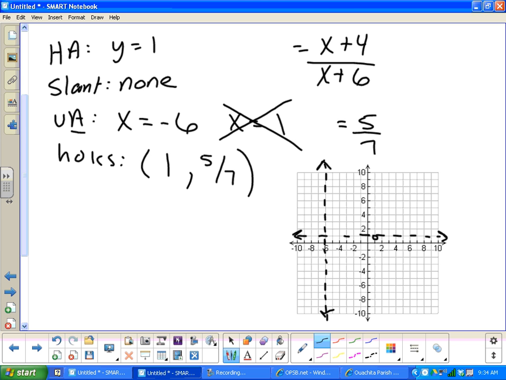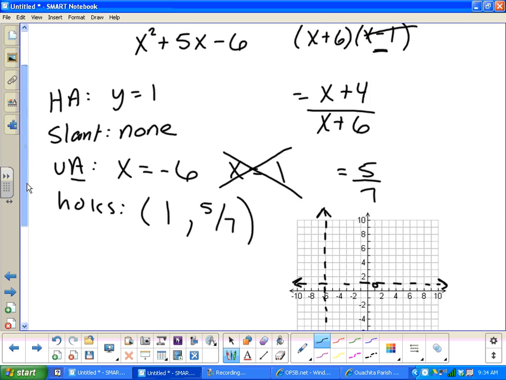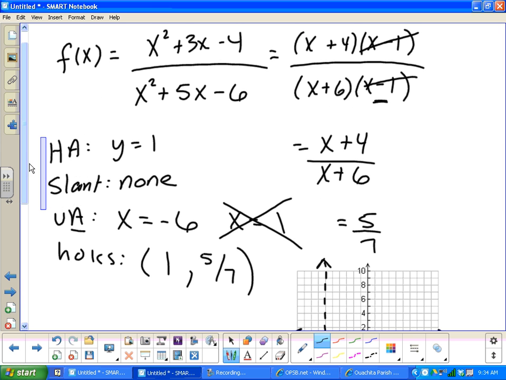Now, we can try one off the homework. The thing about the homework is you've already done this, haven't you? So we've already done half of it. Now, what you're going to have to do is go in, find the vertical asymptotes and holes, and then put all the asymptotes and the holes on the graph. So we're not actually graphing the function, just the asymptotes and any possible holes.